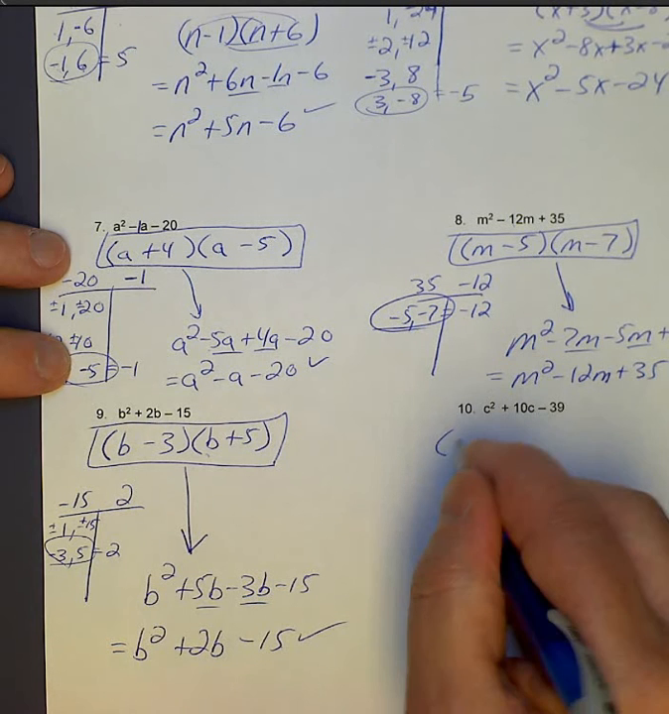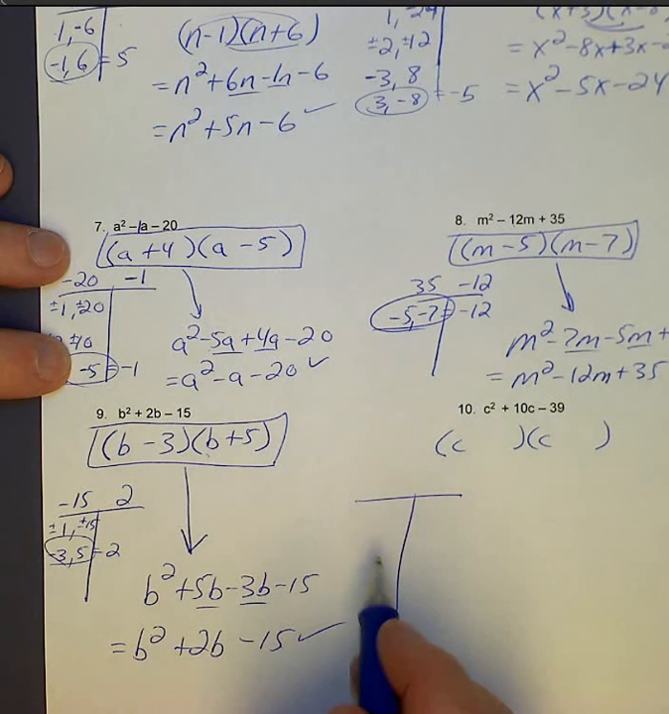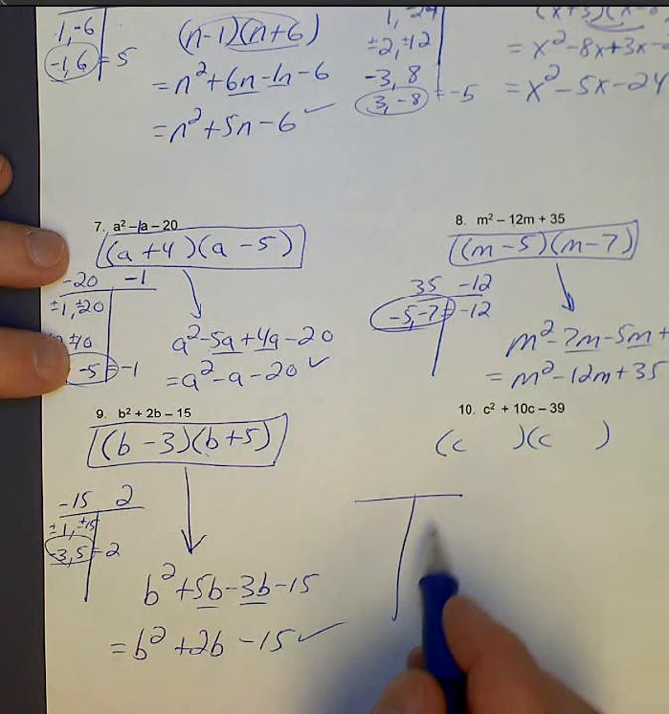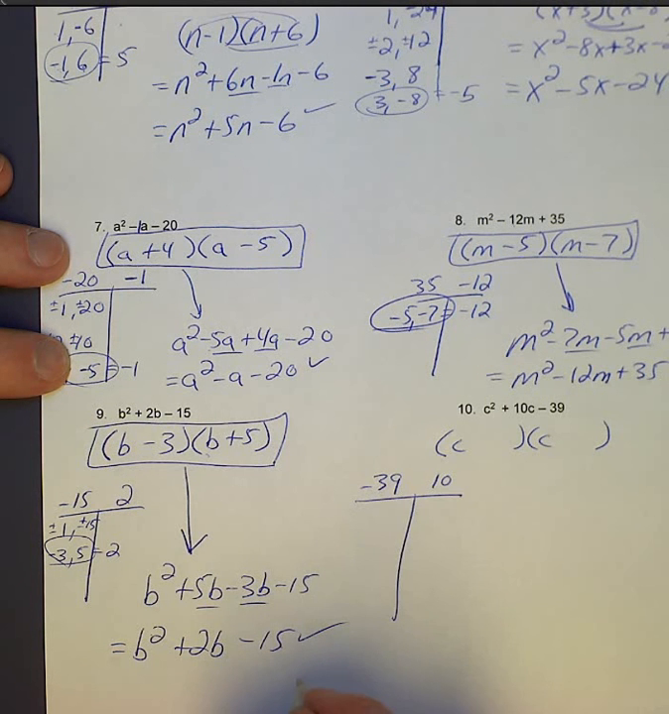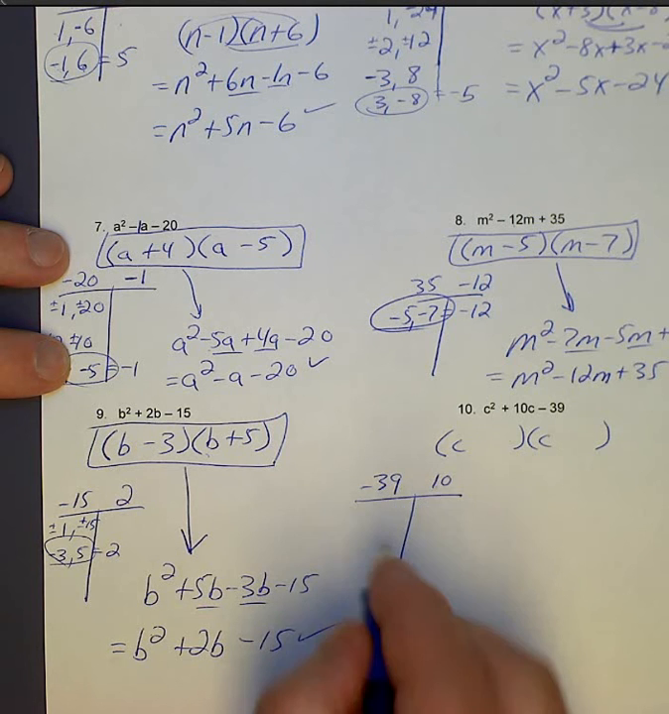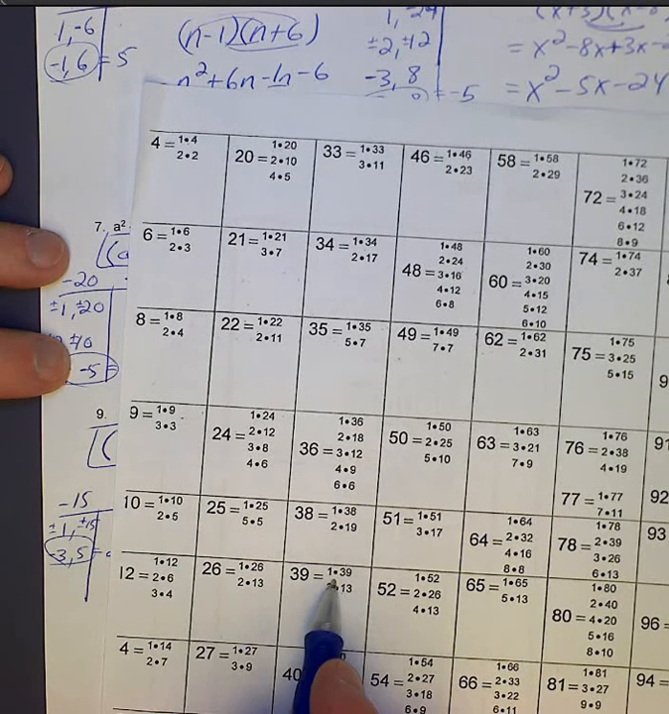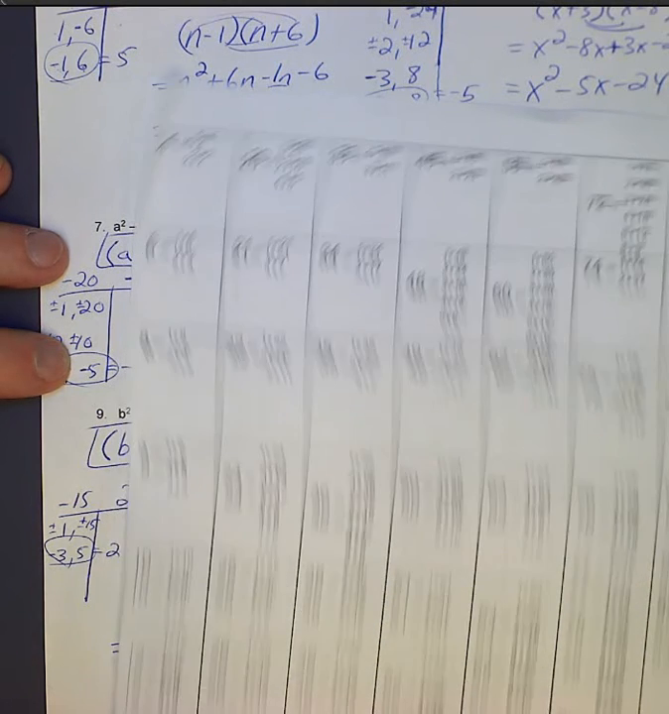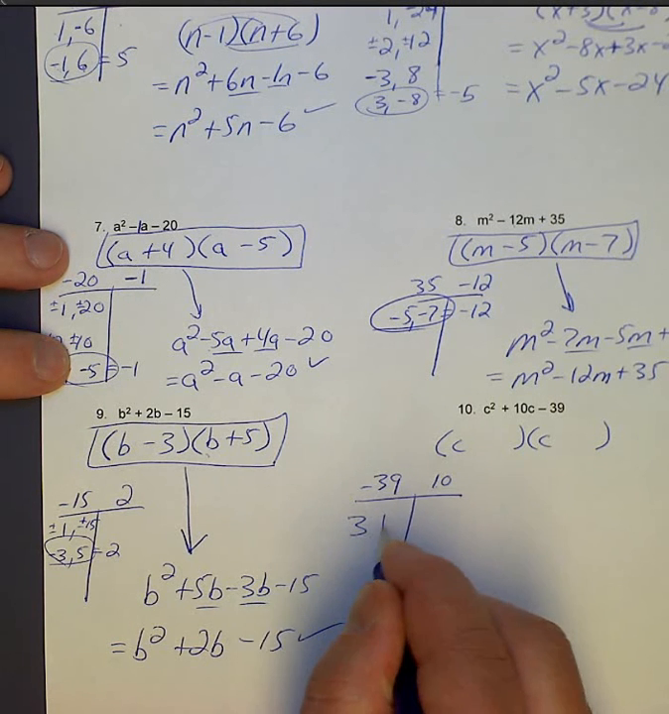Number 10. I'm going to have a c and a c. I'm going to use my product sum chart, my T chart. So factors of negative 39 that add to 10. So 2 numbers that multiply to negative 39, and then add up to 10. So 1 and 39. I have 1 and 39. If I added those, no. 3 and 13. You get 10 out of that if I could subtract it, and since this is negative, I kind of will be subtracting. So 3 and 13.